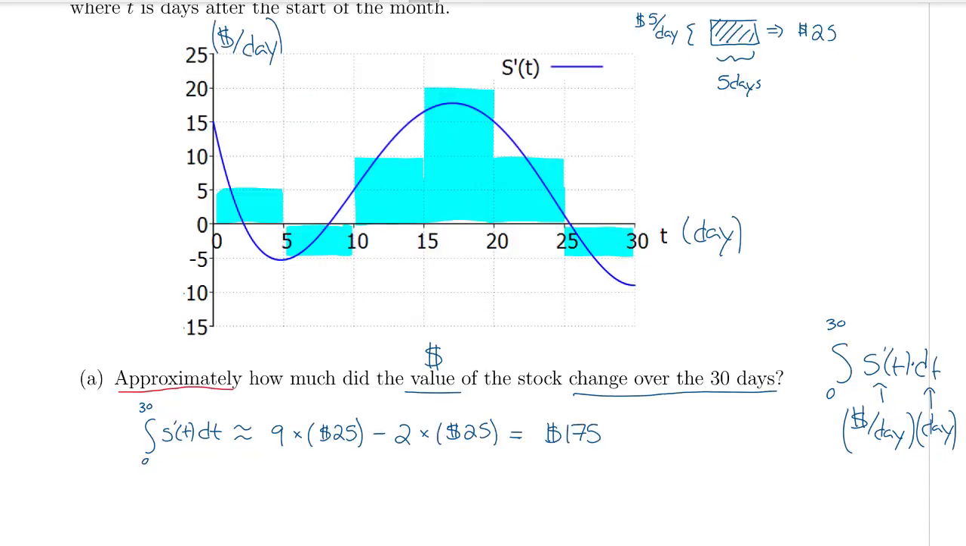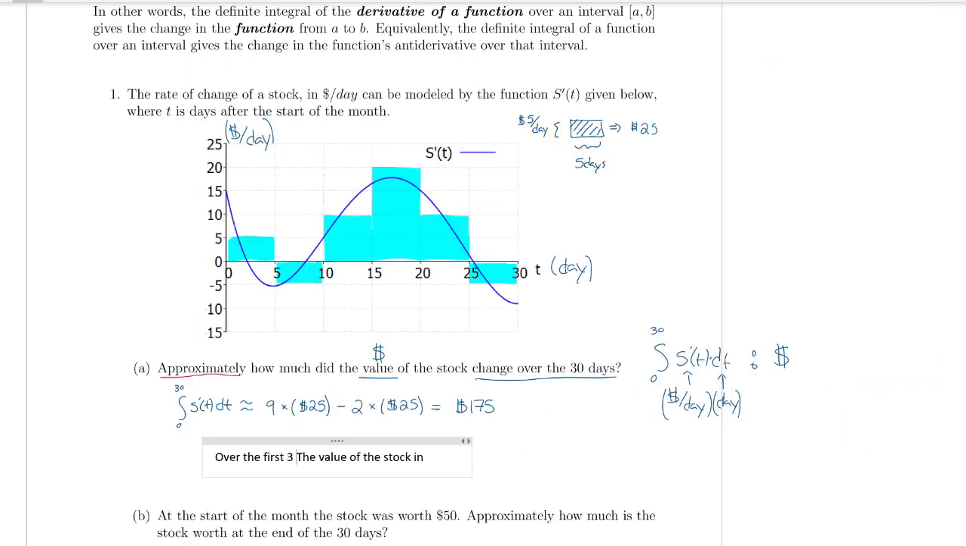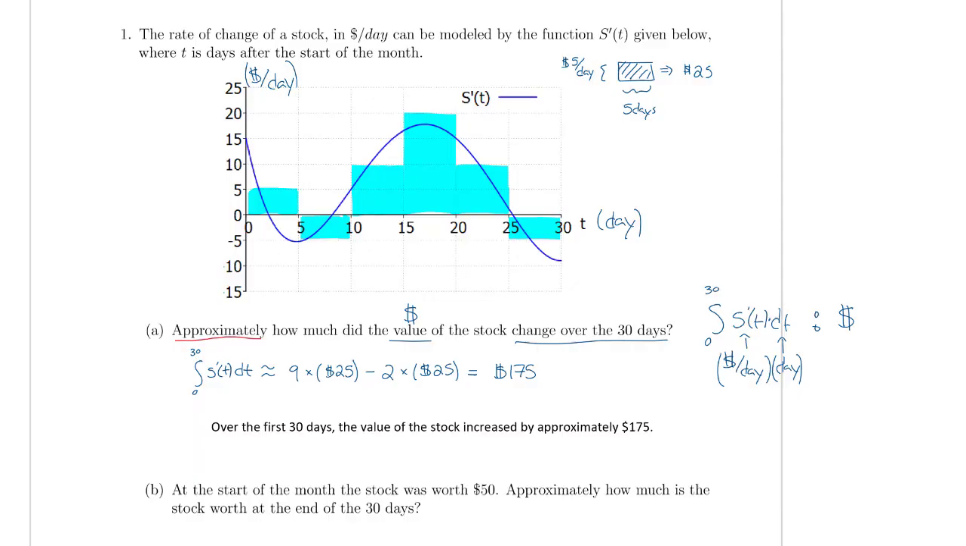So this is what you should come up with in the end. And so you see our 9 boxes at $25 per box, $25 increase. And then we have 2 boxes below the t-axis, and that's a $25 decrease. So that's where that negative sign, or that signed area, comes in. So putting it all together, this represents an increase of $175. All right, so you can just see a quick statement there to summarize our results.